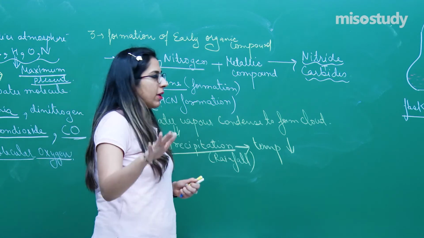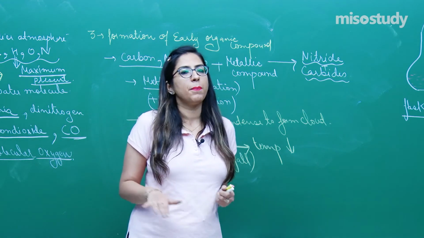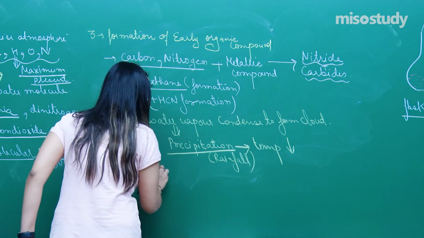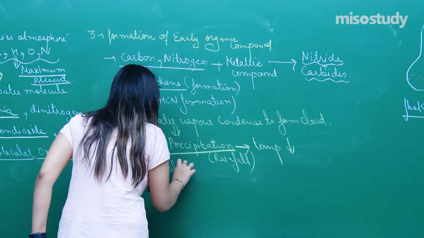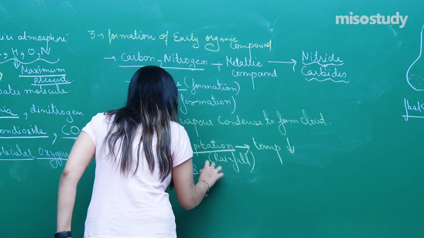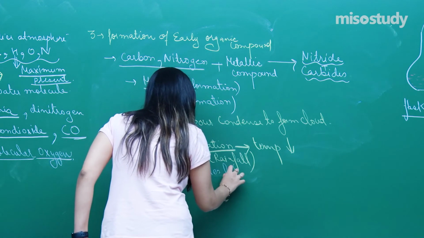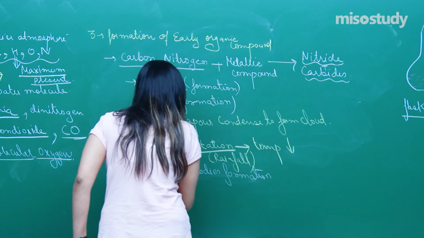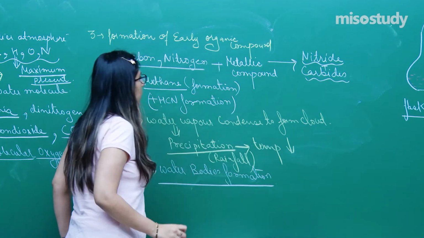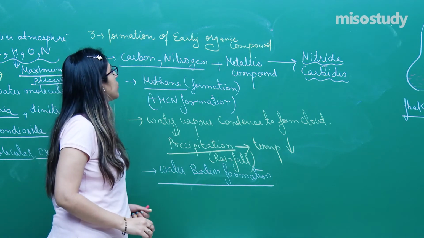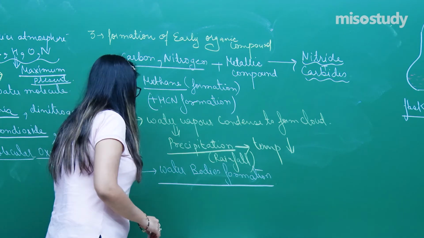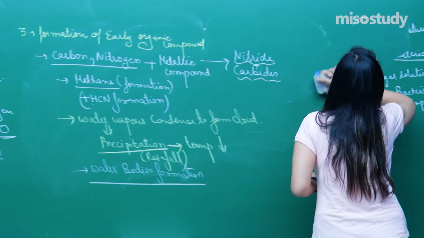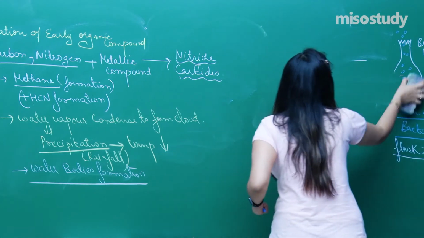As this water vapor condenses and forms clouds, the precipitation happened, due to which there is a formation of water bodies. Water bodies formation, right? So this was the formation of early organic compound. Now students, come at this side. Let's discuss the formation of simple organic compound.